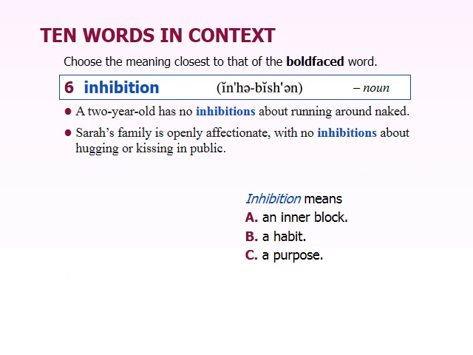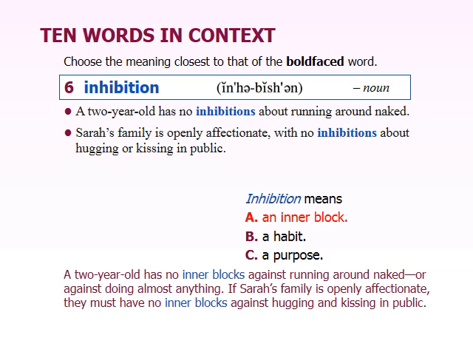Okay. So our next word here is inhibition, and this one ends in tion, making it a noun. A 2-year-old has no inhibitions about running around naked. Sarah's family is openly affectionate, with no inhibitions about hugging or kissing in public. What an inhibition is, is an inner block. Now, inhibition is related to the verb inhibit, and inhibit means to stop something from happening or to slow down something from happening.